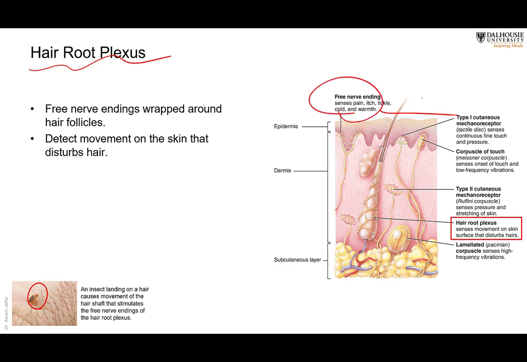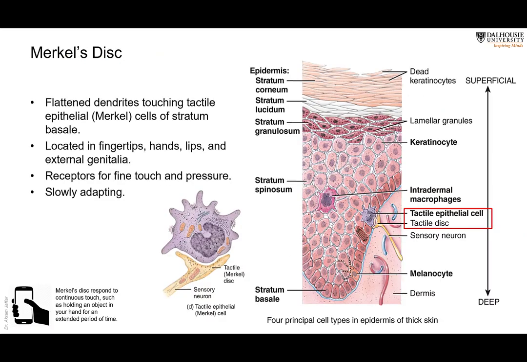So there are free nerve endings which are present in the epidermis, and there are free nerve endings surrounding the hair follicle. And again, there is the Merkel's disc, which is a flattened nerve ending, a flattened dendrite, connected or related to the Merkel cell. Remember these cells, the Merkel cells, one of the cell types present in the epidermis, in the stratum basale. So because they are closely related to the sensory nerve ending, we call these the Merkel's discs. They are located in the sensory parts of the body, like the fingertips and the palm, the external genitalia and the lips, and they are receptors of fine touch and pressure. Fine touch means discriminative touch, not the crude touch. So they can clearly discriminate where the touch is taking place, and pressure.